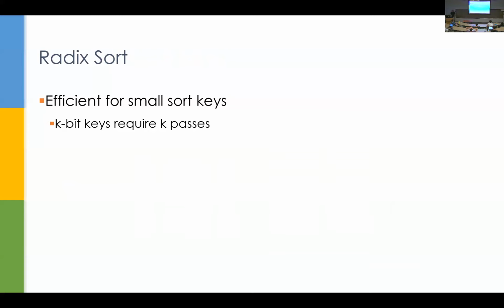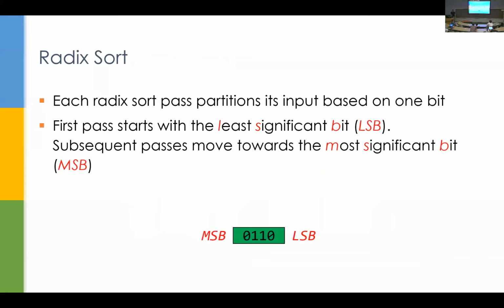So radix sort is really efficient for small sort keys. And keys in radix sort are the number of bits. Okay, radix sort works on bits. So if you have k bits, then you require k passes. For example, an integer has 32 bits, so you need 32 passes. Okay. The rule in radix sort is that each pass partitions the input based on 1 bit. Okay, from LSB to MSB, it's going to work on 1 bit.